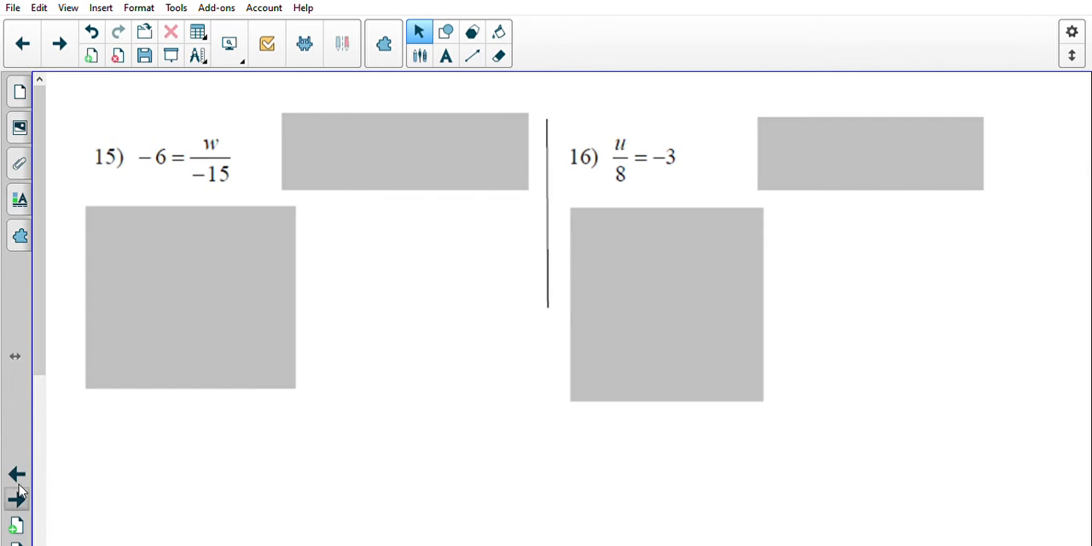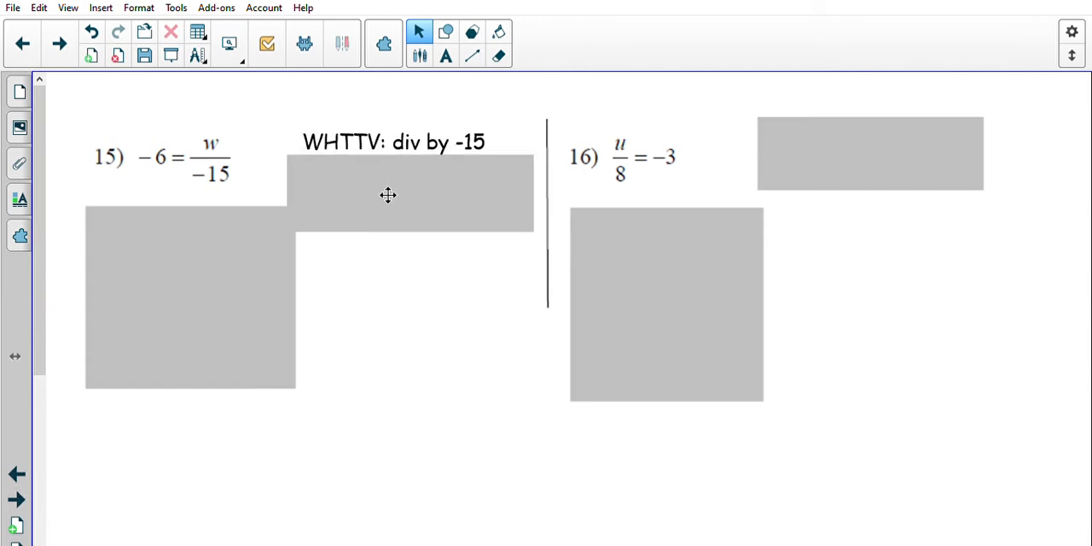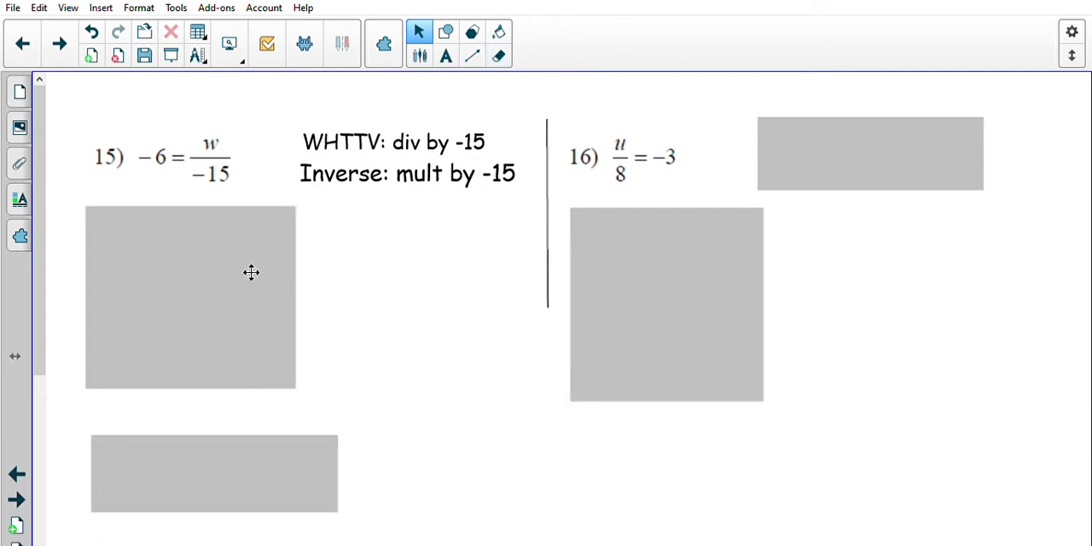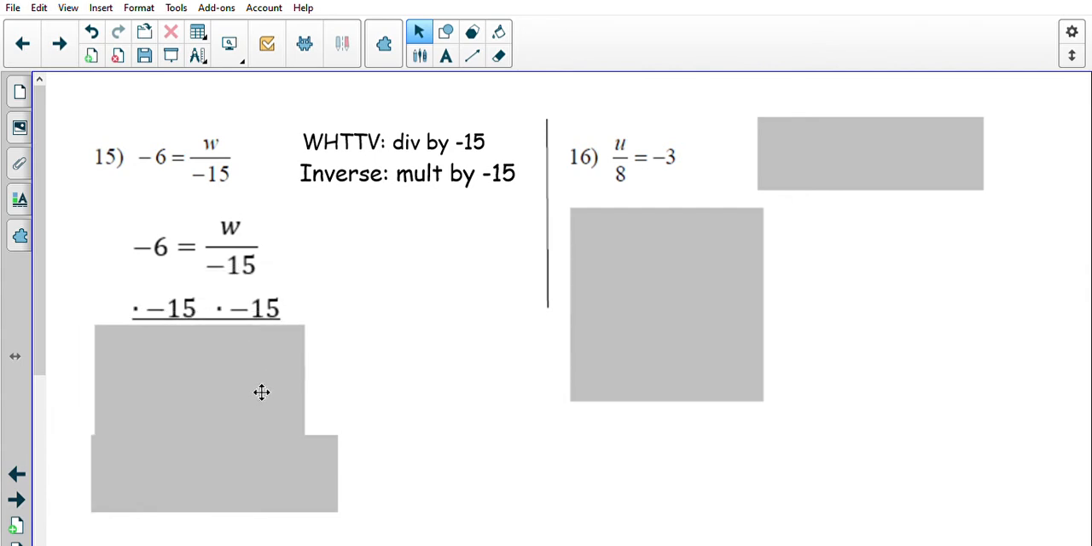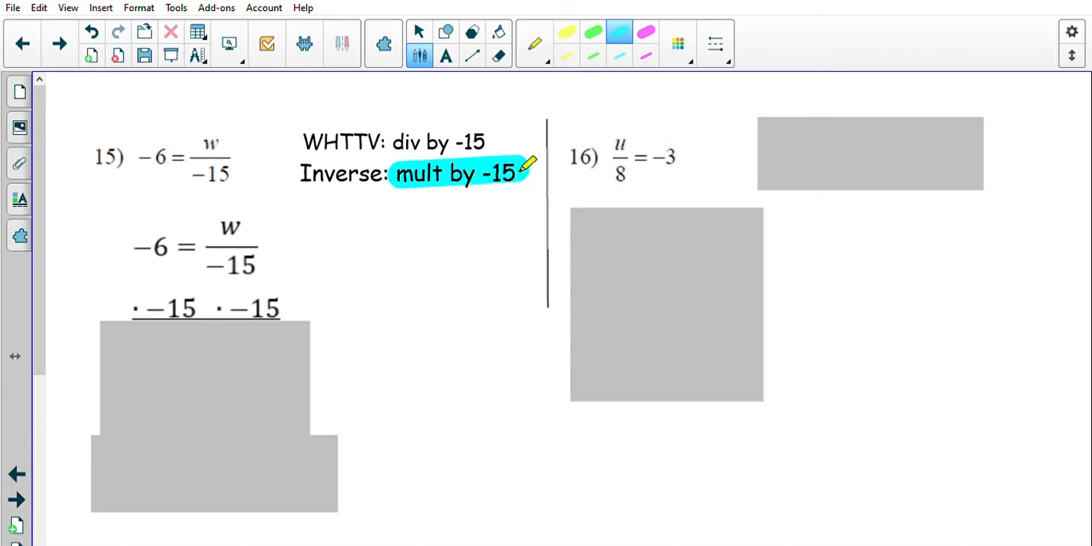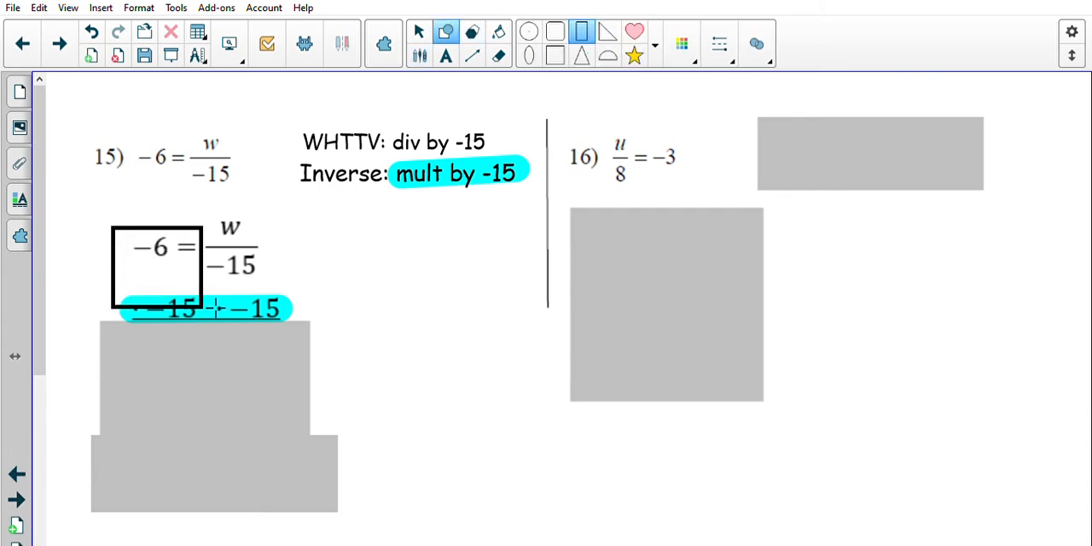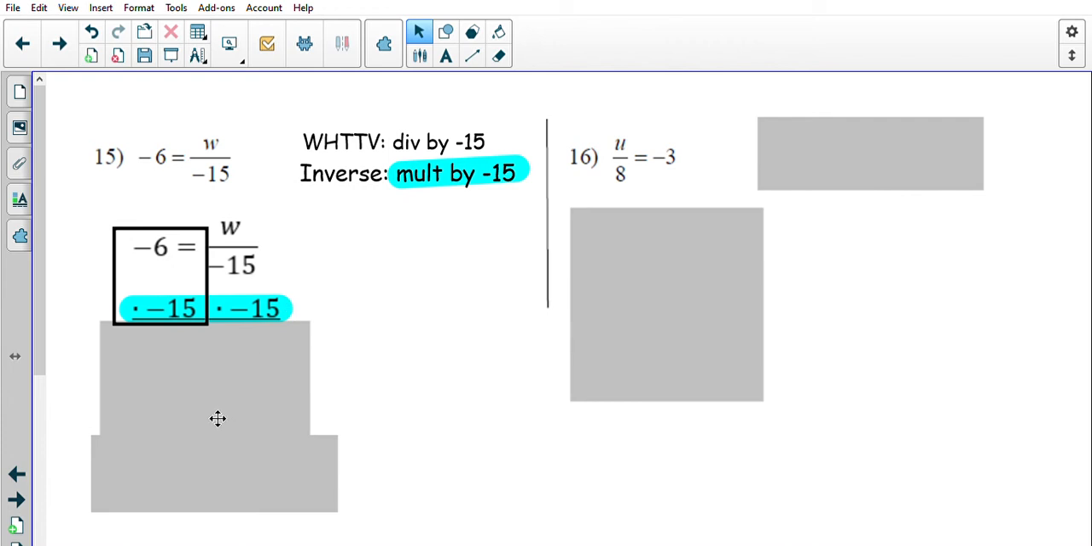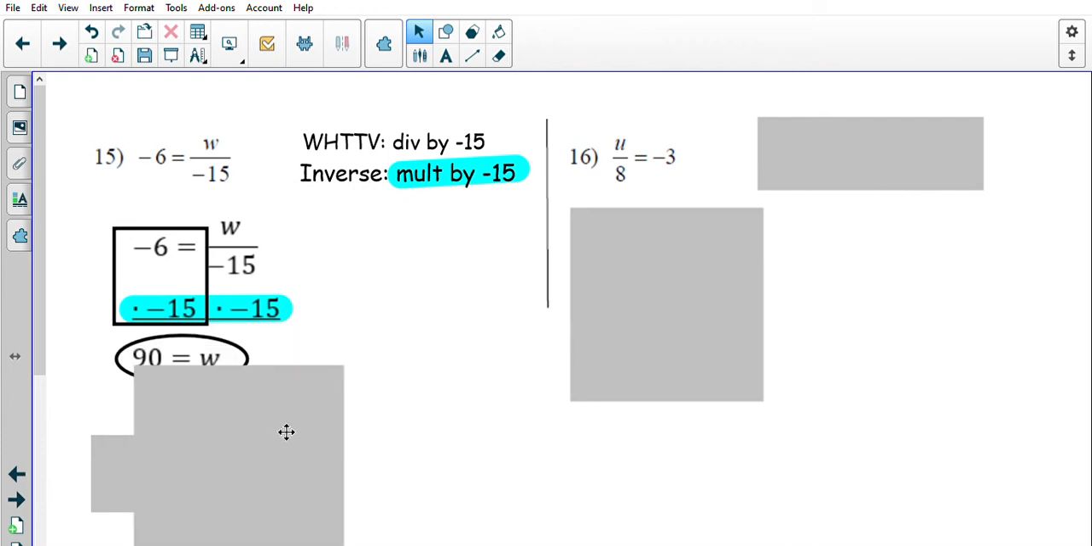All right, numbers 15 and 16. We're almost there. So what's happening to the variable in number 15? We're dividing by -15. What's the inverse of dividing by -15? Multiply by -15. So let's show that one time on each side of our equation. There we go. Now, in our calculators, we're going to plug in -6 times -15. That's going to get our solution for W, which is 90.